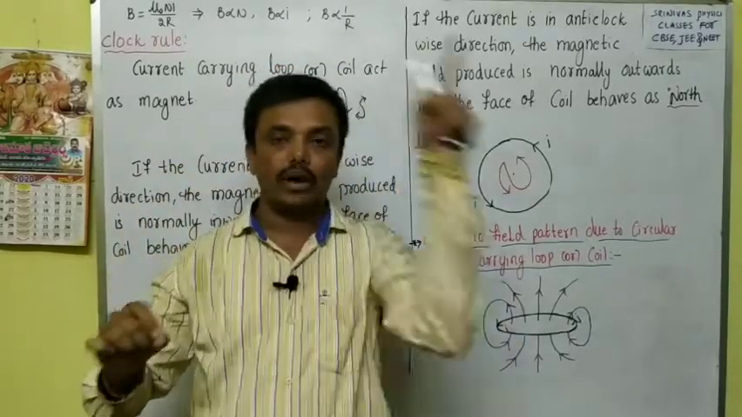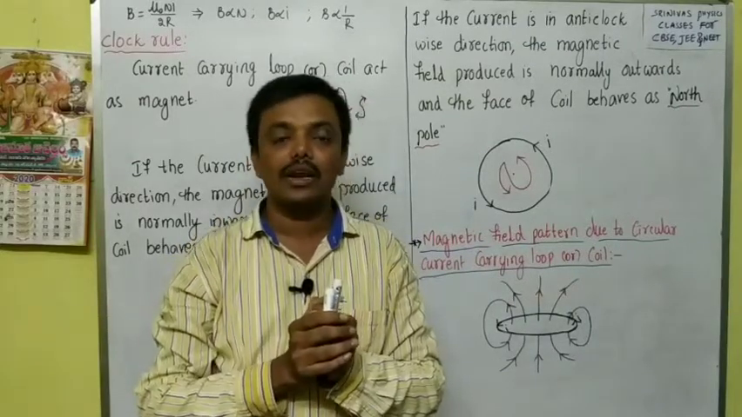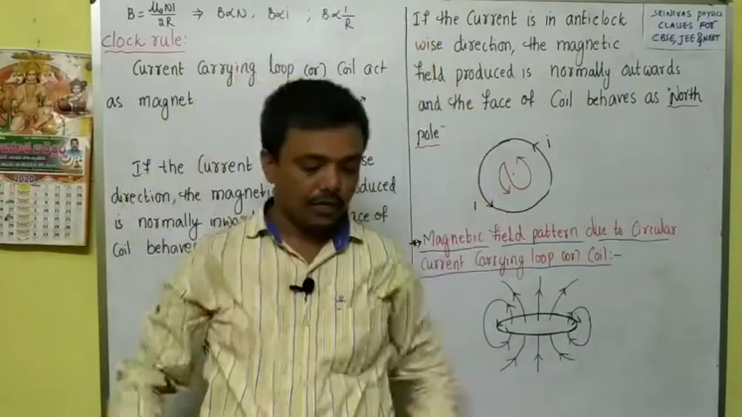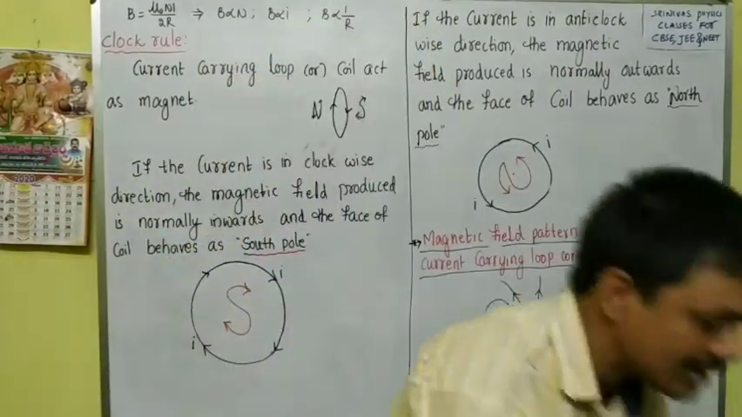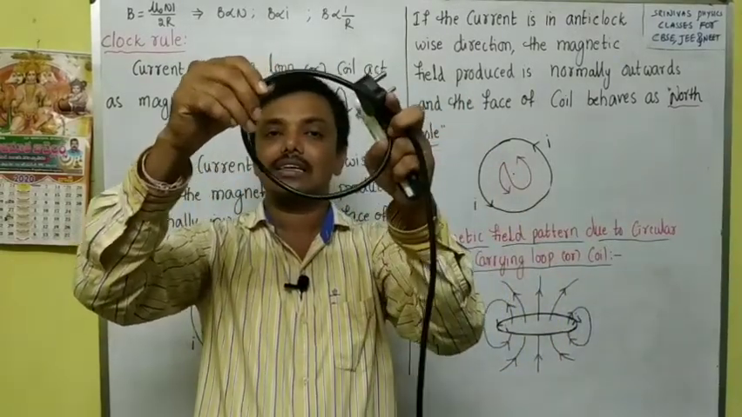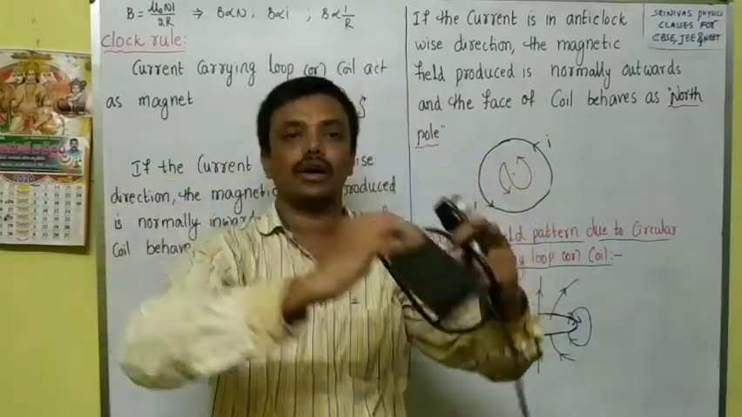If a wire is wound into many turns, that is called a coil. If the wire has only one turn, like this, for example, this is only one turn, and that is said to be a loop. And if you make many turns, then it becomes a coil.